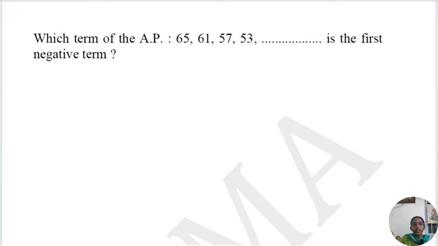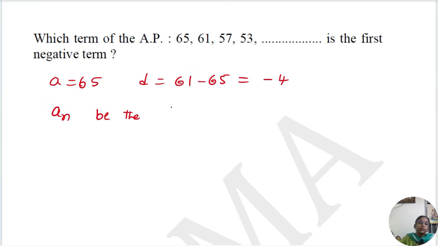Which term of AP 65, 61, 57, 53 is the first negative term? So in this case A is 65 and our D is 61 minus 65, so minus 4, and first negative term, let us assume An is the first negative term.